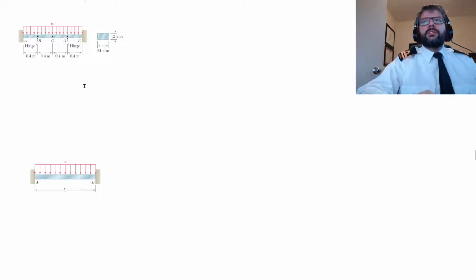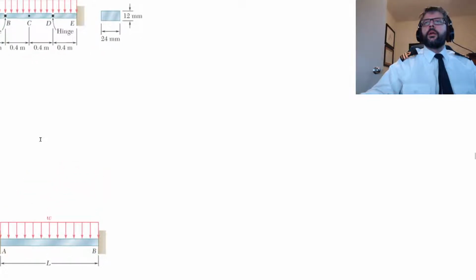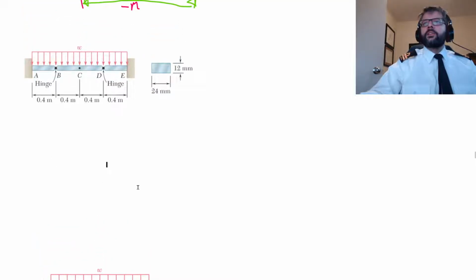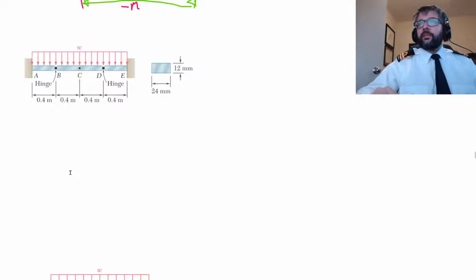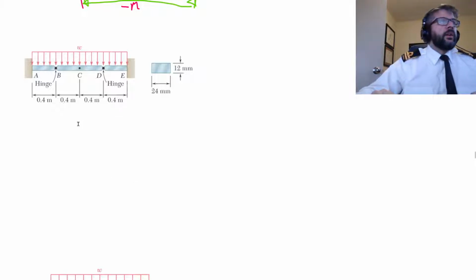So let's, for example, take this one here. Let me zoom in a bit more. We've got this beam here that's built out of 3 separate structures, and it's got these 2 hinges in the middle. Honestly, this isn't really an indeterminate problem, although it might look like one at first glance.